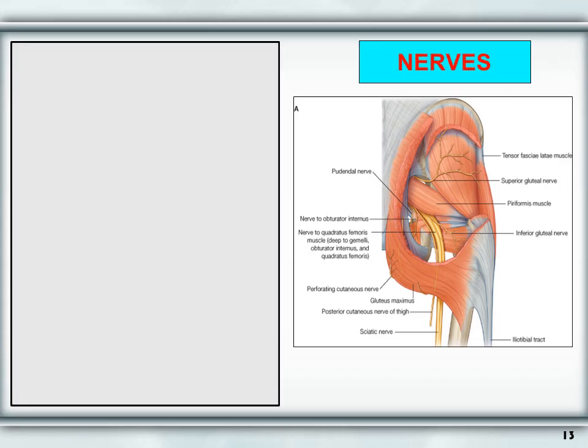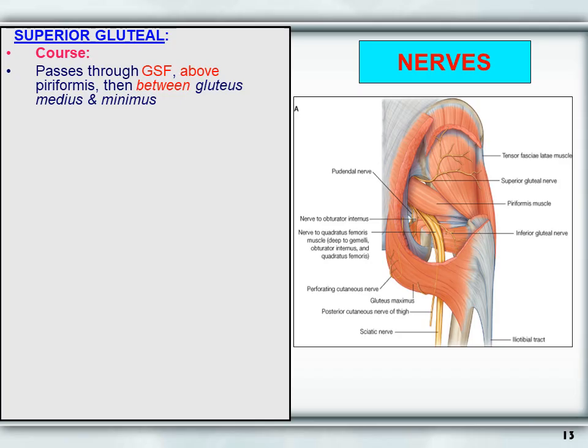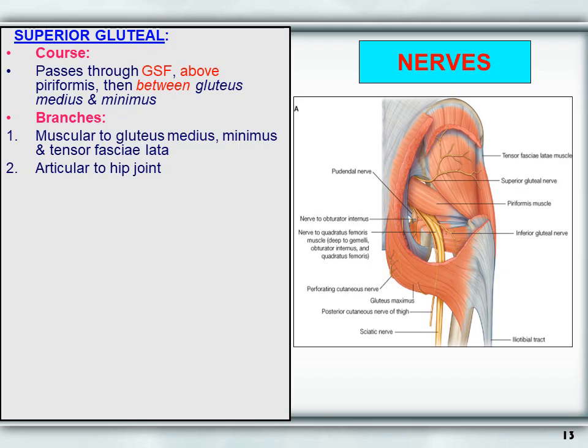Next, coming to the nerves of the gluteal region, the superior gluteal nerve. The superior gluteal nerve passes through the greater sciatic foramen above the piriformis and then between the gluteus medius and gluteus minimus muscles. The branches are muscular to the gluteus medius, gluteus minimus and tensor fasciae latae, and articular to the hip joint. This is the superior gluteal nerve.